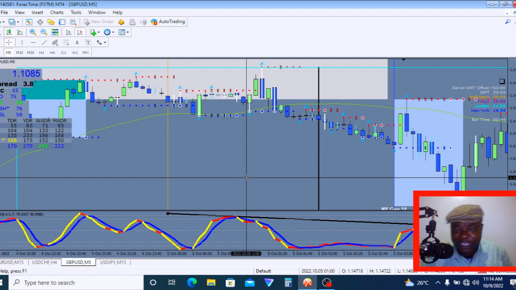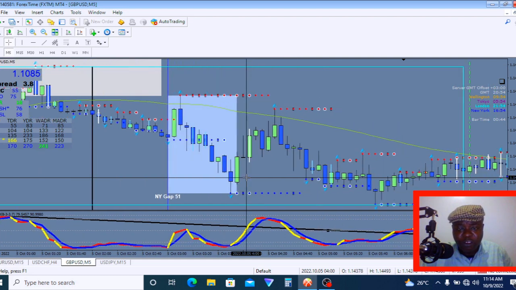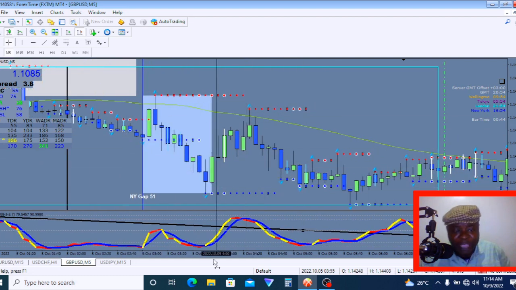Now let's move down again. Let's see how the stochastic continues to work. Look at it from here. Because these are the lines that I drew in 1 hour. And look at the way it extends to this place. Look at the line. This black line is what I drew in 1 hour. And look at the reaction of my stochastic towards that line that I've drawn.